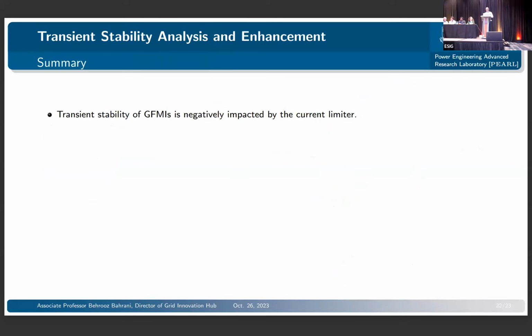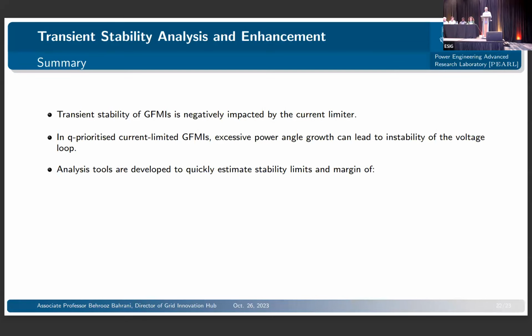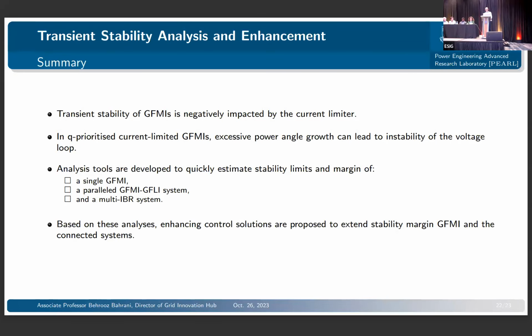So to summarize, very briefly, I introduced the work we've done on transient stability of grid forming inverters, and we saw that current limiters can negatively impact transient stability. If you've got a Q-prioritized current limited GFMI, you might have an unstable voltage loop as well. Based on the analysis, we saw that this can be applied to single GFMI and multiple IBR systems in general. And based on these analyses, we had a number of enhancing controllers.